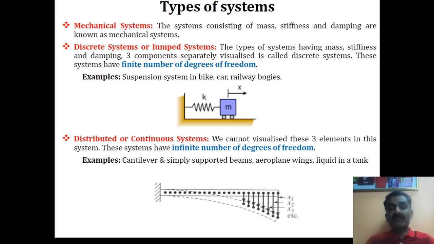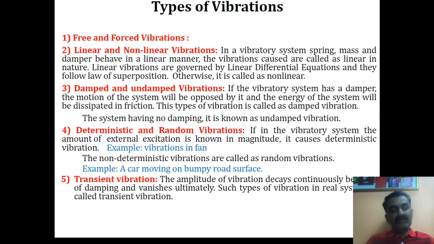Distributed or continuous systems are those where you cannot visualize these three elements separately. It is continuous. The best example is a simply supported beam, or aeroplane beams. Here you cannot distinguish stiffness, mass and damping. These types of systems are called distributed or continuous systems. Free and forced vibration we have discussed earlier. Linear and non-linear vibrations: in a vibratory system, if the spring, mass and damper behave in a linear manner, that type of vibration is called linear vibration, and all linear vibrations are governed by linear differential equations and the law of superposition. On the contrary, another type of system is called nonlinear vibration.